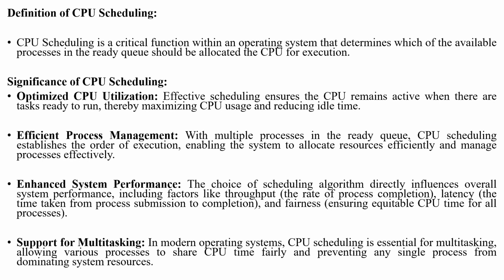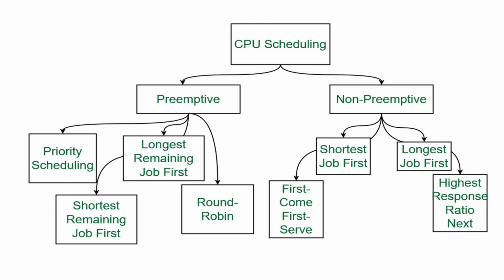Enhance the system performance. The choice of scheduling algorithm directly influences overall system performance, including factors like throughput, the rate of process completion, latency, and fairness. Support for multitasking in modern operating systems: CPU scheduling is essential for multitasking, allowing various processes to share CPU time fairly and preventing a single process from dominating system resources. So this is CPU scheduling.